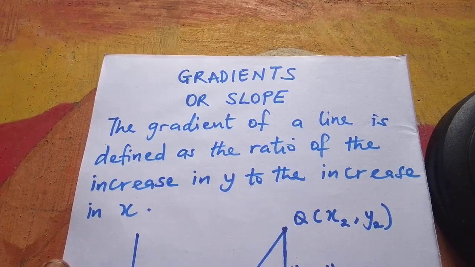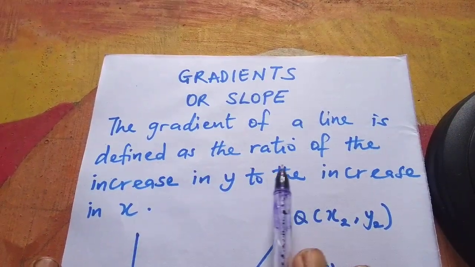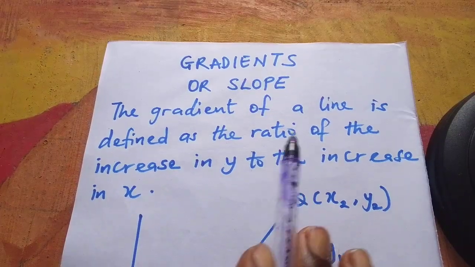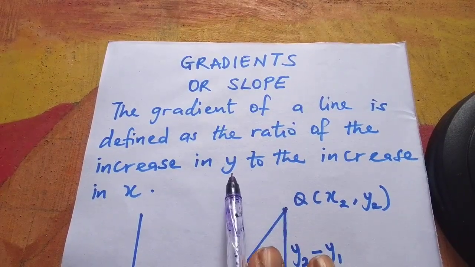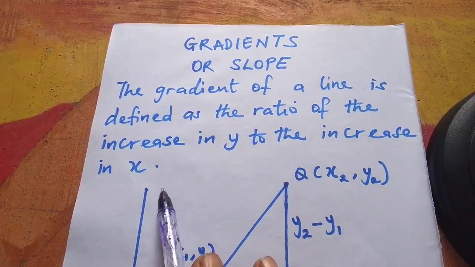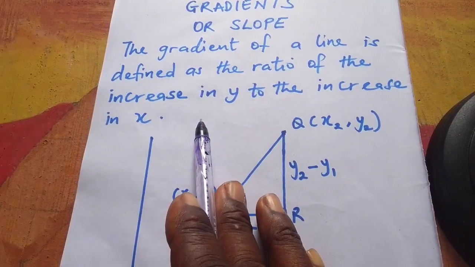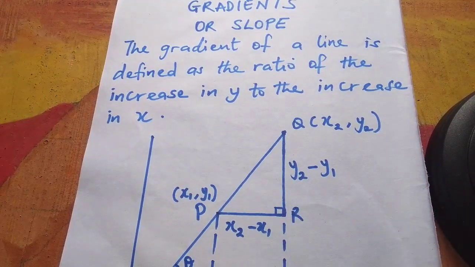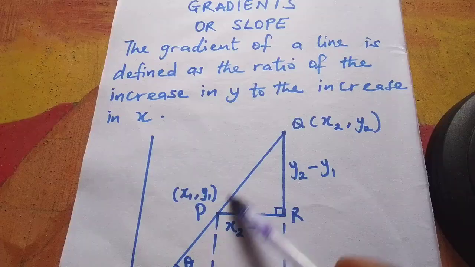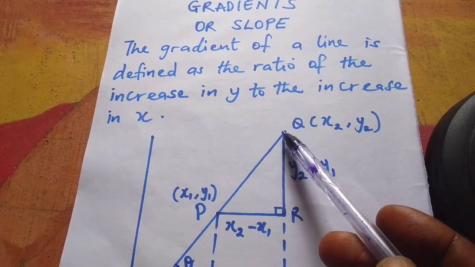Now we are looking at the gradient, also known as slope. Gradient is also referred to as slope. The gradient of a line is defined as the ratio of the increase in y to the increase in x. Now, if this is the line, to calculate the gradient, that is the same thing as the slope.